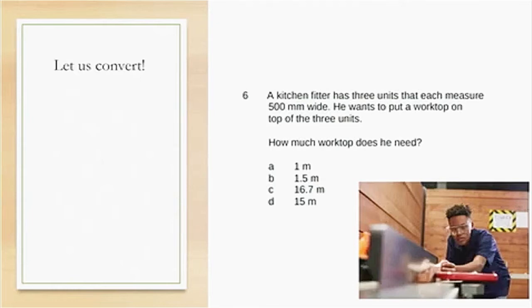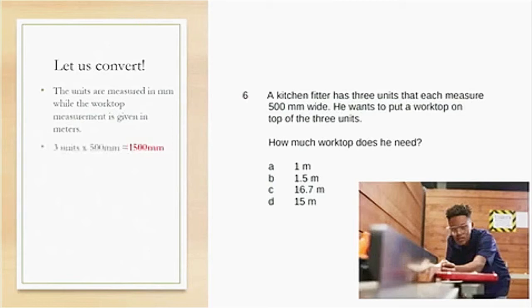The options you have are in meters. But as you can see, the measure that was given to you for the units is in millimeters. So you'd have to do some conversion so you know exactly what you're working with. So 3 units at 500 millimeters is the same as 1,500. If we multiply 3 units by the 500, it would give us our total measure, and that is 1,500 millimeters.